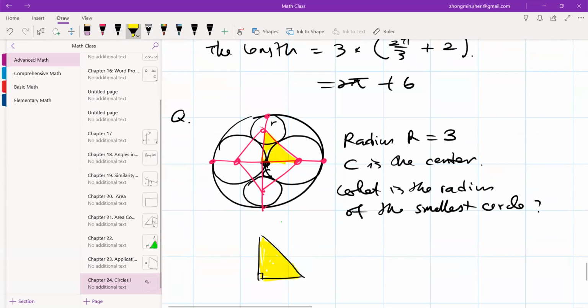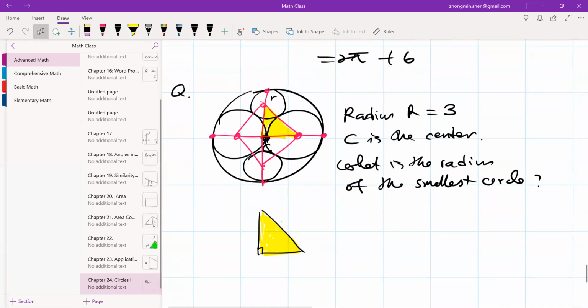Then apply the Pythagorean theorem, okay? So the radius is 3, so this will be half of 3, so 3 over 2, right? But this side will be 3 over 2 plus r. Do you agree? Because one portion is from the smaller circle, and the other from the other circle with radius 3 over 2. Okay? Then how about the height?